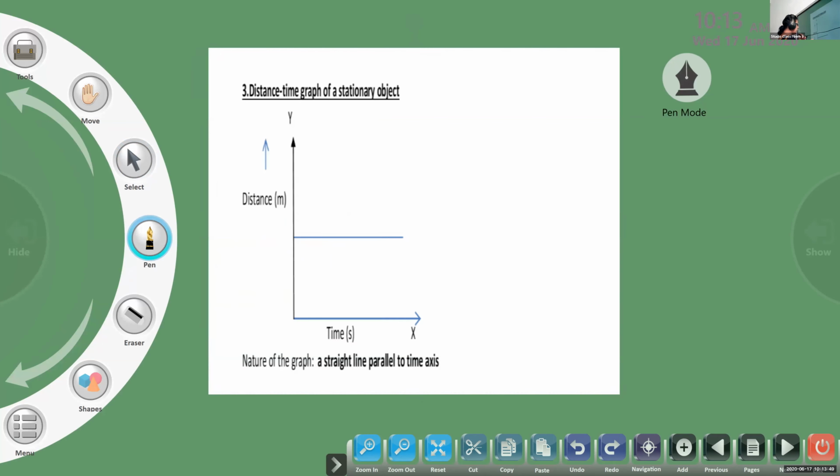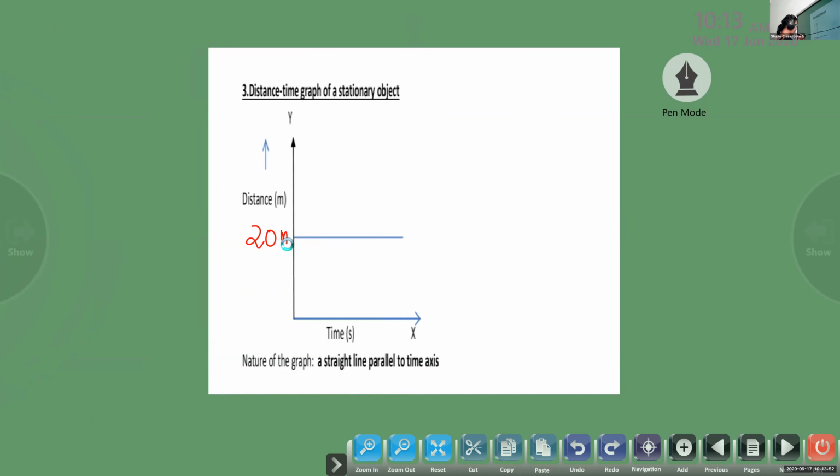So this is now 20 meter. Yeah. Now Christo is joining. And here 1, 2, 3, 4. So you can see this graph is extended like that. That means in 1 second also the object is at 20 meter, 2 seconds also the object is at 20 meter, 3 seconds also at 20 meter, and 4 seconds also at 20 meter.